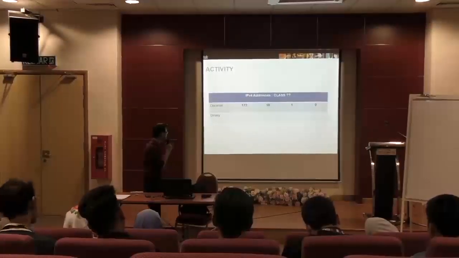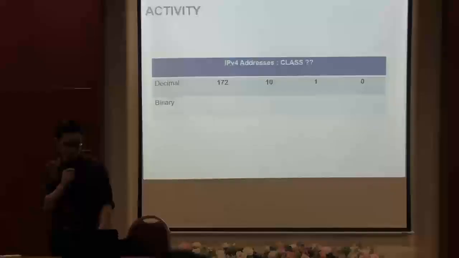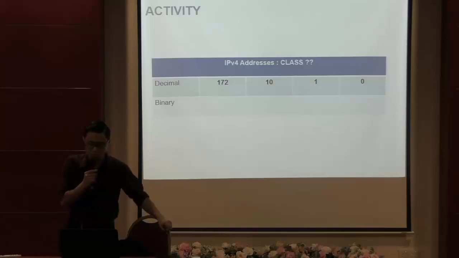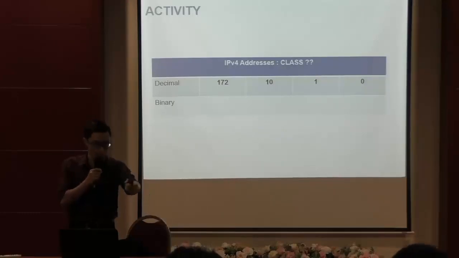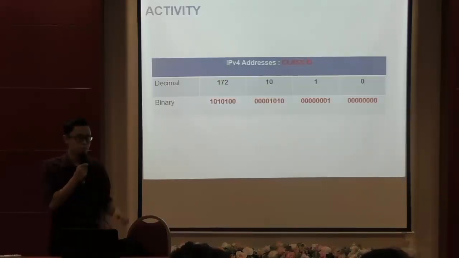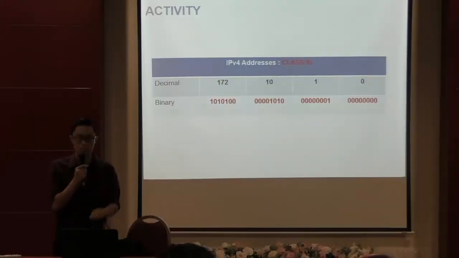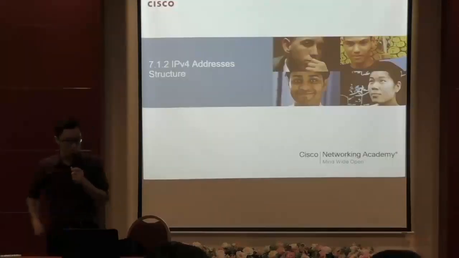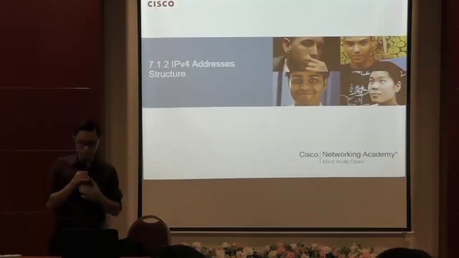What is the binary number for 172? Okay, for 172 you will get the binary number 1 0 1 0 1 1 0 0. Okay, correct. So the result is 172. Okay, next we go to the IP address structure.